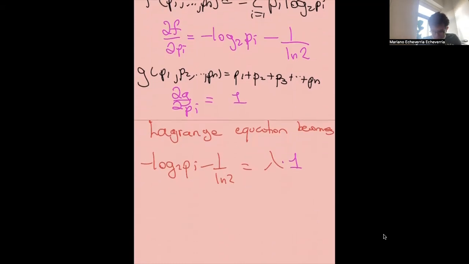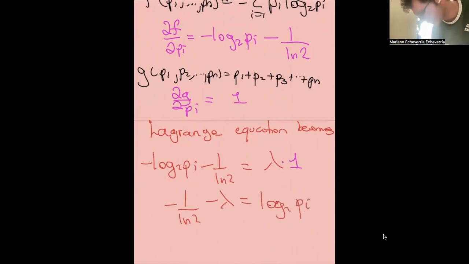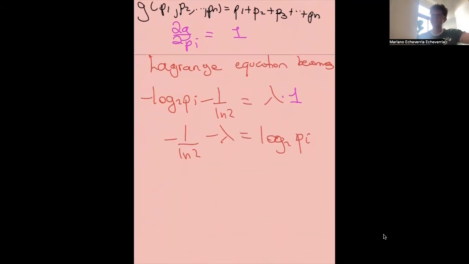So that means, if you prefer, minus lambda minus 1 over ln of 2 equals log base 2 of pi. I just prefer to have the logarithms with positive coefficient in front of them. So it gives you that. Okay. Is that making sense, how I found this so far? So far so good?